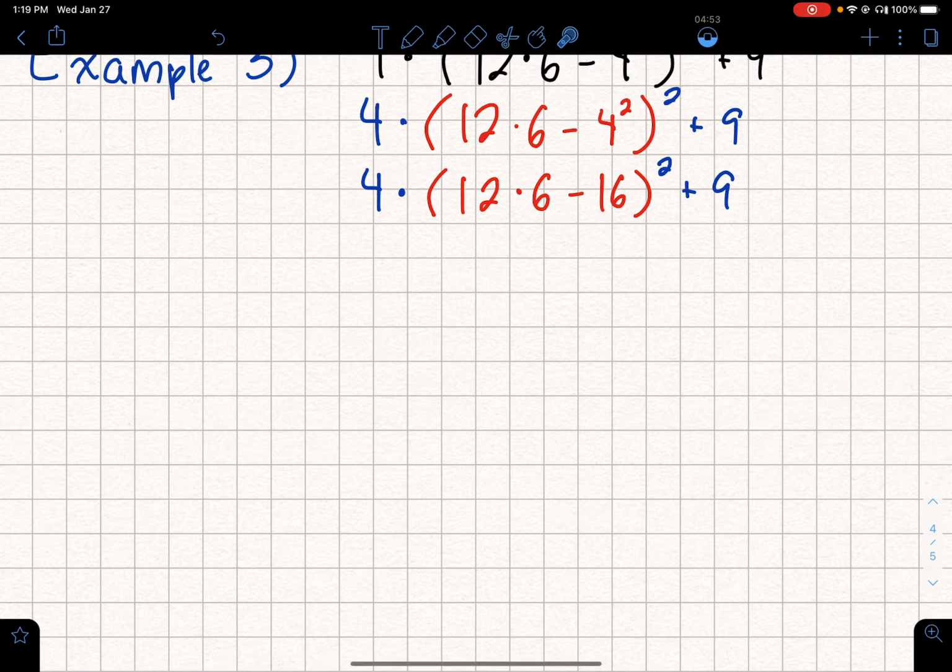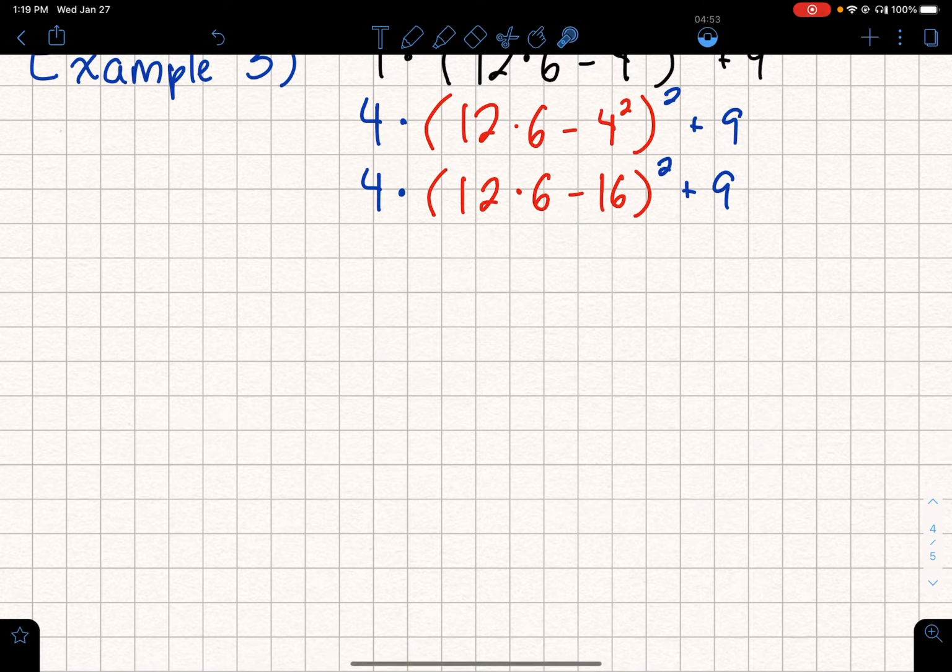Okay, and we're almost done with these parentheses here. We have the last operation to perform, which is 72 minus 16. So we're going to do this now, and we have 4 times, go back to red, and our parentheses now is going to be the number 56. Keep the red. This thing is going to be squared plus 9.